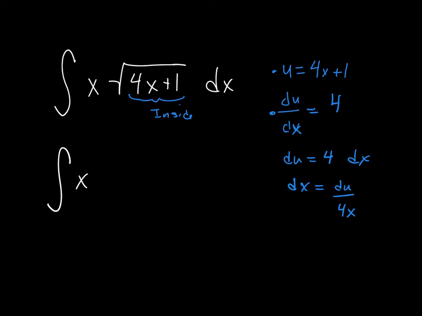Because what you have inside here, I can replace this u, and that u now becomes u to the 1/2 power. I can go ahead and replace dx, and dx is du over 4, right? But the big problem that I have here is this.